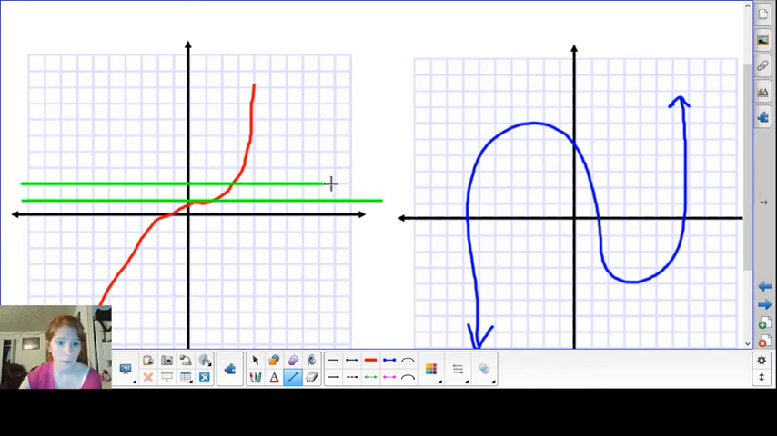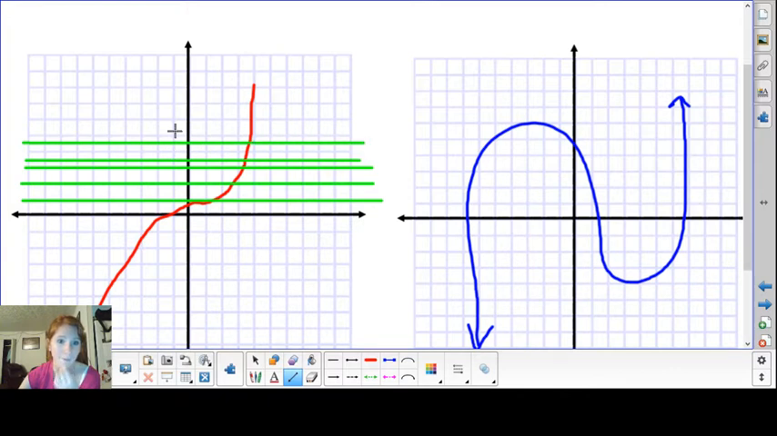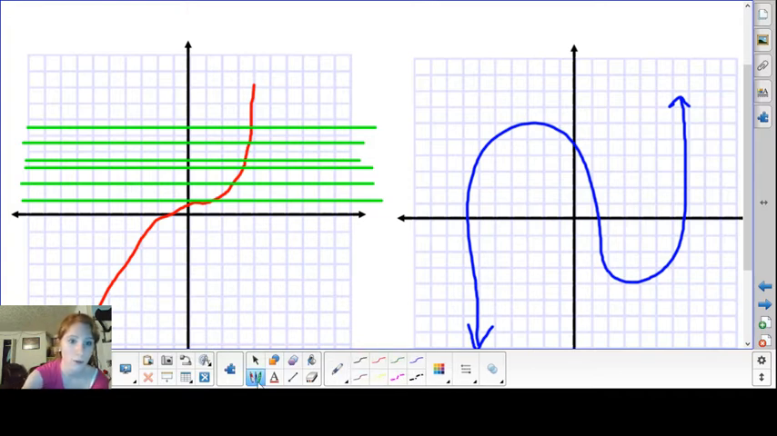If you notice, this first guy, no matter where I draw my lines, even if I go not in between, not on an actual function or an actual point, I only seem to be hitting the graph once at each individual point. So here, here, here, here, here, and here. So this guy has an inverse.